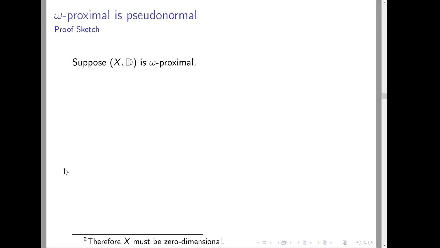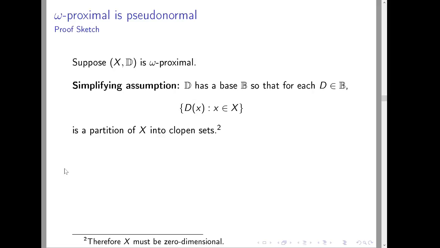So let's start with a space that is omega proximal, so Entourage has this winning strategy for every subset K of X whose cardinality is at most countable. And because this is a proof sketch, I need to make a simplifying assumption, and that will be this.